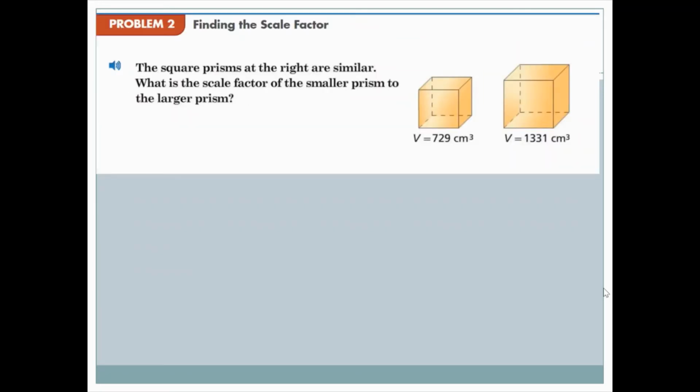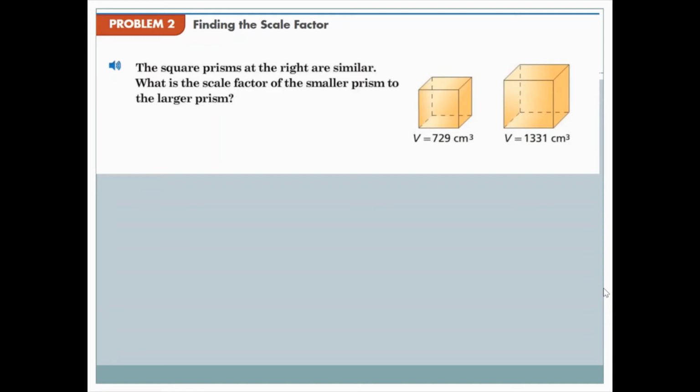Now problem number 2. The square prisms at the right are similar. What is the scale factor of the smaller prism to the larger prism? The first figure, or the smaller prism, has the volume of 729 cubic centimeters. And the second figure, or the larger prism, has the volume of 1,331 cubic centimeters. Now, what is our plan?